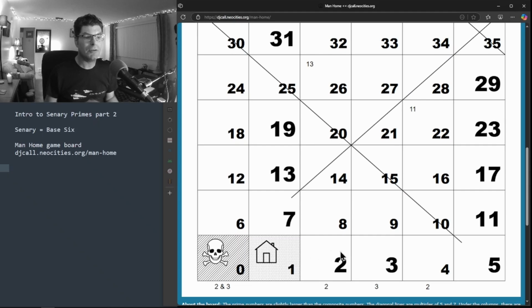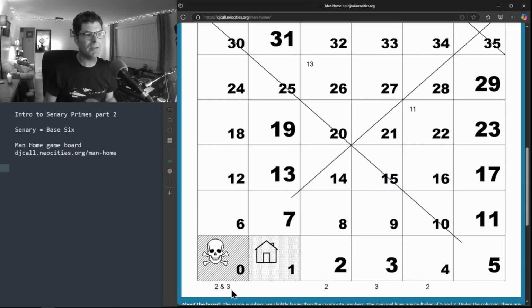So you can see the integers here listed out left to right, and then it goes up to the next line and up and up. And the prime numbers are bigger. They're in bold, I guess you could say. And composite numbers are this smaller size. You can see there's 6 columns. So the numbers are laid out in a Senary fashion, but they're still written in decimal just to make things easy. So at the bottom of these 6 columns, I have some labels here, 2 and 3, 2, 3, 2.